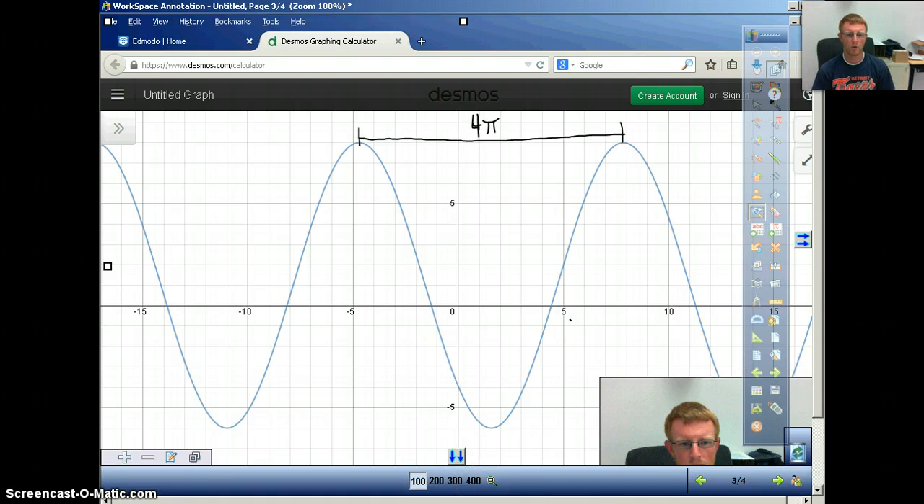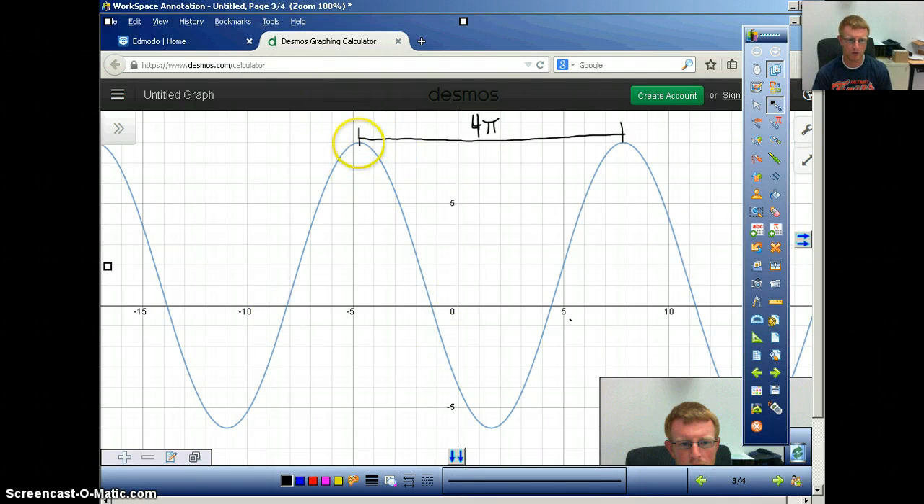So what I want you to do is notice that we have this blown up graph, and what I'm telling you is that in between the high points on your graph that you see on your paper there, that is 4 pi. So that tells us that our period is equal to 4 pi.